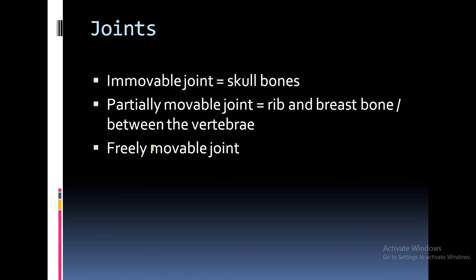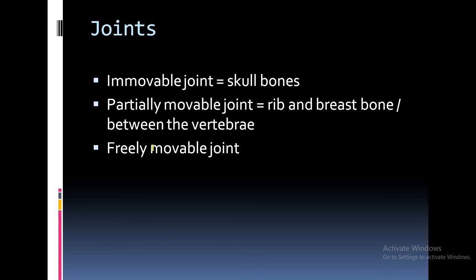So there are immovable joints, where the bones at the joint do not move at all, and it is found in the skull bones. You have seen the sutures are there. So sutures are making the fixed joint. Then we have to see the partially movable joint. The joint where the bones are partially moving, that is known as partially movable joints. Example is the rib and the breastbone between the vertebrae.